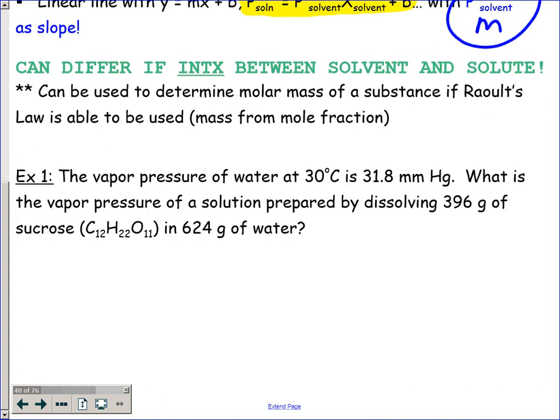This is the one I want to do with you guys, okay? So the vapor pressure at 30 degrees Celsius, why am I telling you the temperature? Huh? It's temperature dependent, right? We do not use the temperature, but it's always going to be given to you, because that's how vapor pressure is going to be adjusted. The vapor pressure of water is 31.8 millimeters mercury. What is the vapor pressure of a solution prepared by 396 grams of sucrose and 624 grams of water? Go.